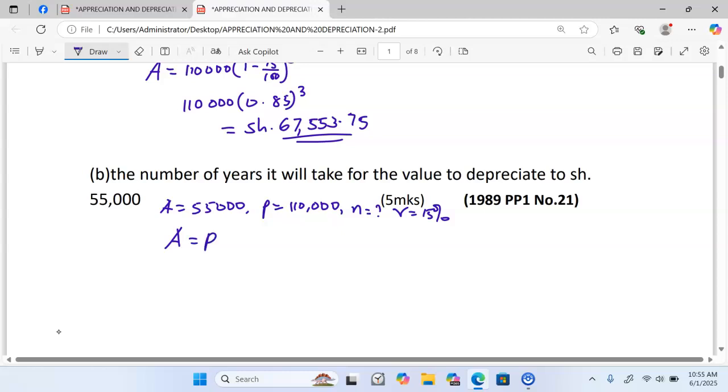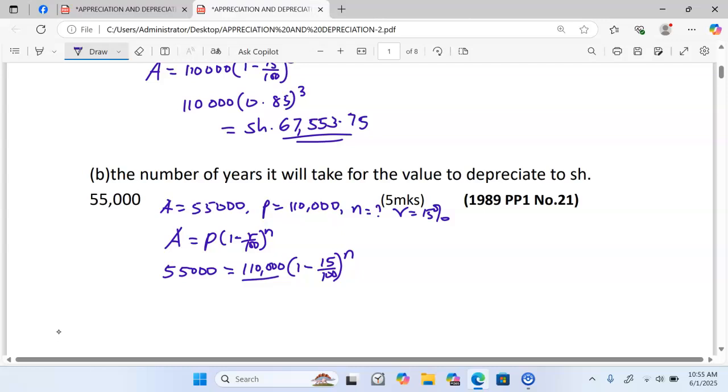Amount is equal to principal into 1, but since this is depreciation, we use minus r over 100. You divide, you raise by the power of n. In this case, the amount we are targeting is 55,000. This one is going to be equal to the principal, which is 110,000. We multiply by 1 minus the rate, which is 15 over 100. We raise to the power of n, and in this case, the n is what we don't have.